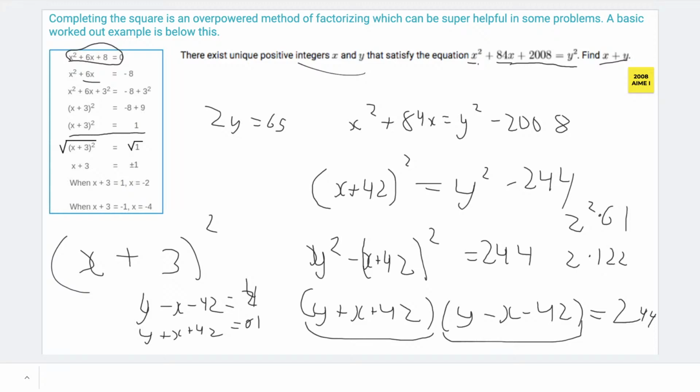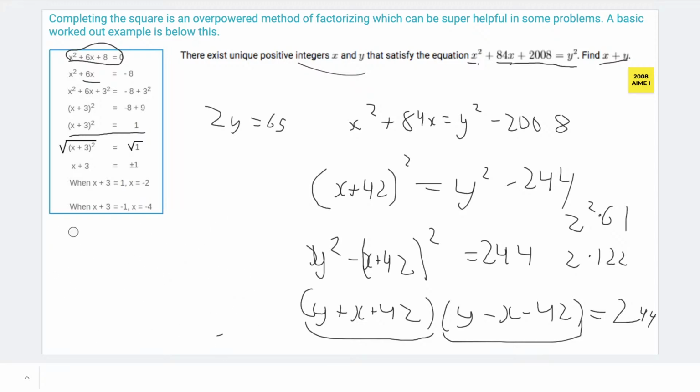And now we have found out what we want. And we know that y minus x minus 42 is 2 and not 122 because this is the smaller term. Obviously, you're subtracting things from it, so it's going to be smaller than this term. So y minus x minus 42 equals 2. And above, we have y plus x plus 42 equals 122. Now, if you add both of these equations up, the x's and the 42 cancel out.